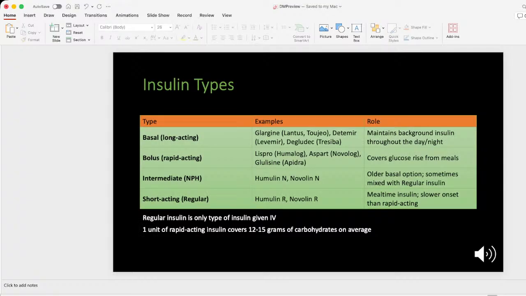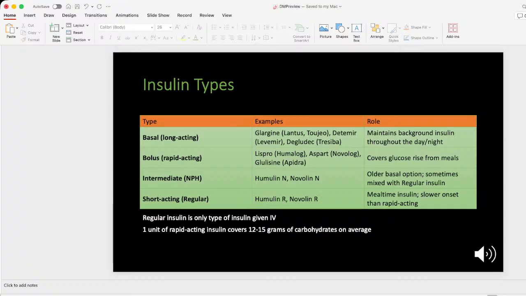Then there are different types of insulin. Specifically, these are for patients that are type 1 diabetic and would require insulin. You have a long-acting basal insulin: glargine, detemir, degludec. This one maintains background insulin throughout the day and night. The bolus is the fast-acting: lispro, aspart, glulisine. Then the intermediate, which is Humulin N and Novolin N, and the short-acting, which is Humulin R and Novolin R.